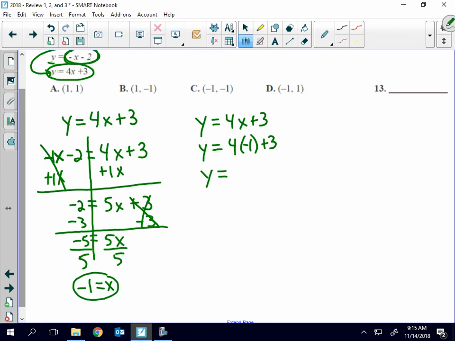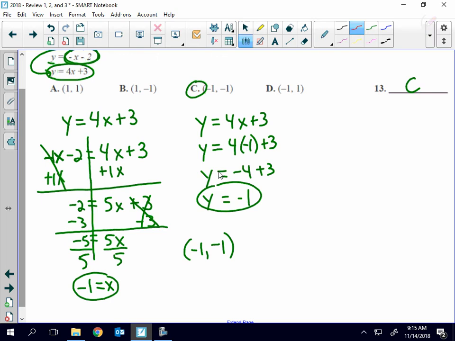We have negative 4 plus 3, which is a negative 1 as well. They're both negative 1. So that's the ordered pair, negative 1, comma, negative 1, which is C. Be careful, they all look kind of the same. This is C. I'll just show you. You don't have to write this down, but I'll show you doing it with the other one.